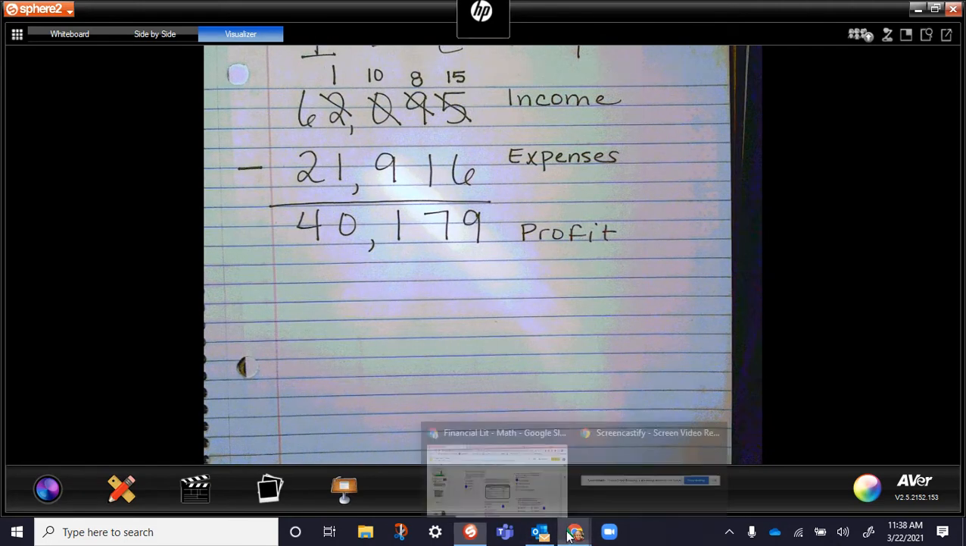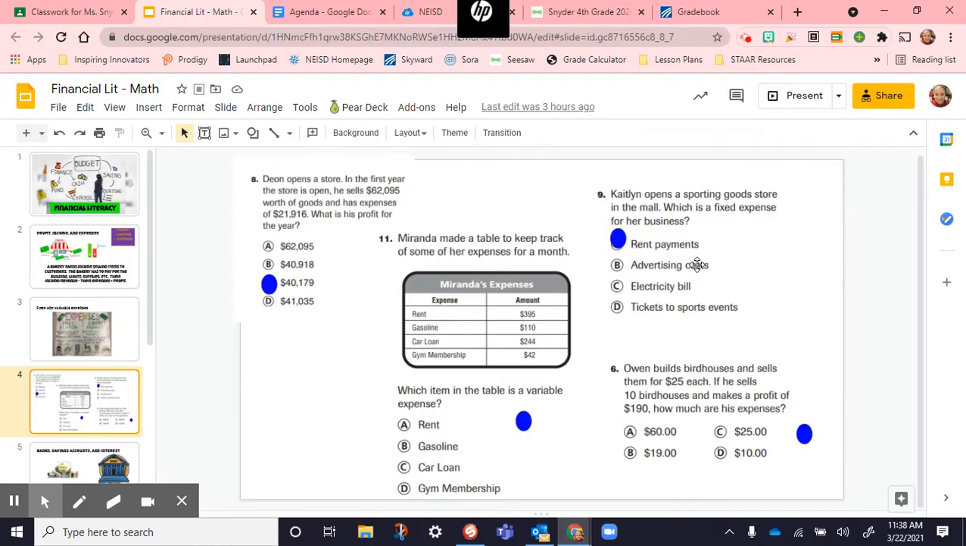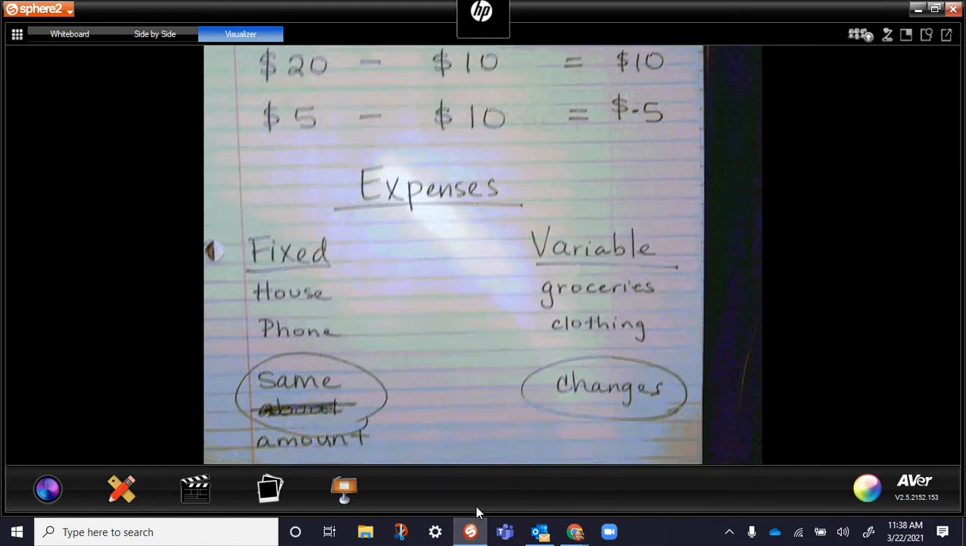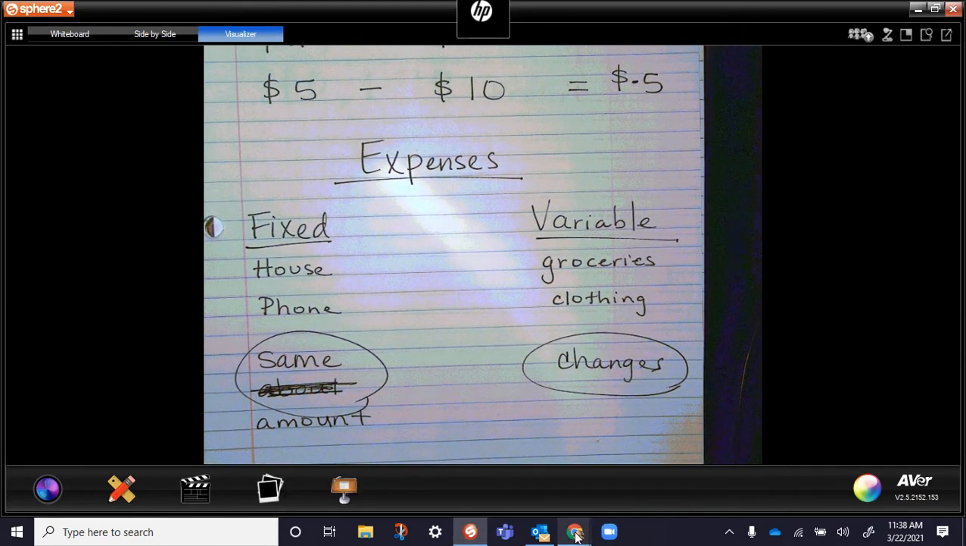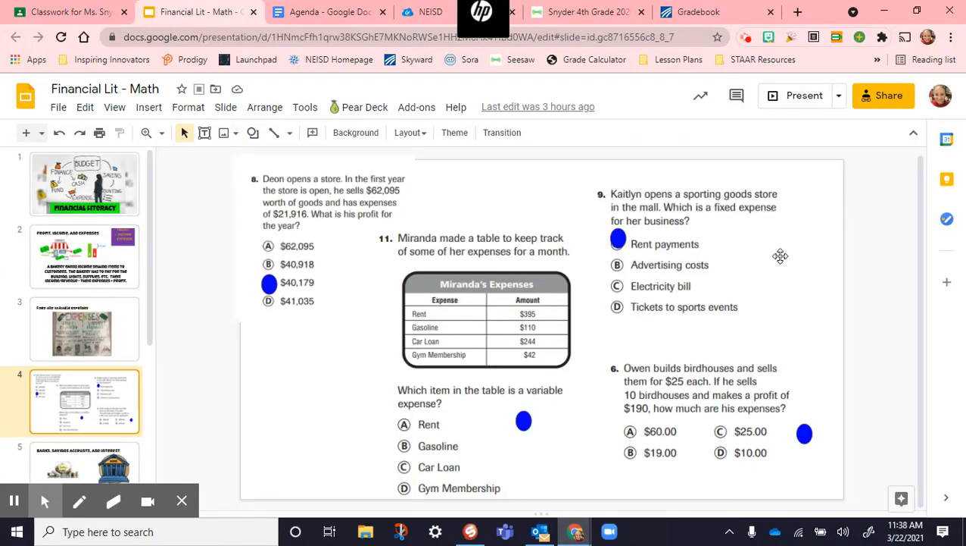Then going back, number 9, it's talking about Caitlin, who's opening a sporting goods store in the mall, and it says, which of these is a fixed expense? So again, go back to your notes. That fixed expense, remember, it's going to be the same amount each month. So we said that one was the rent.